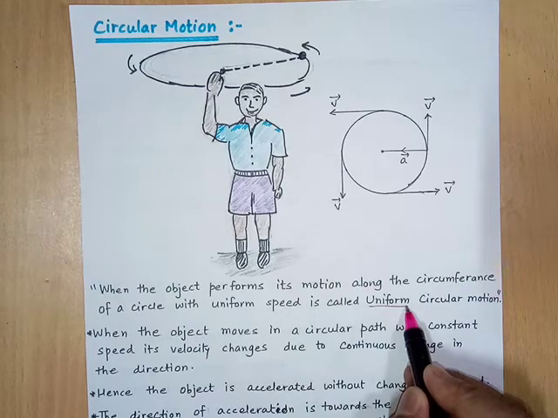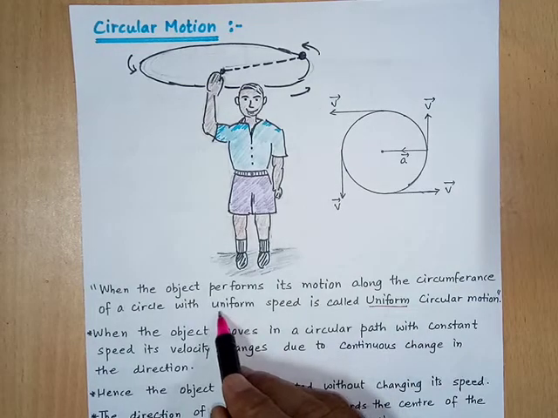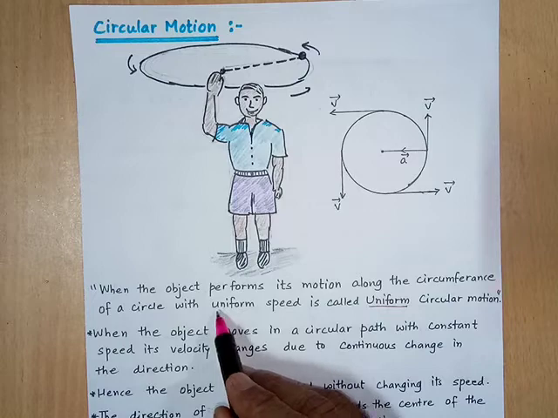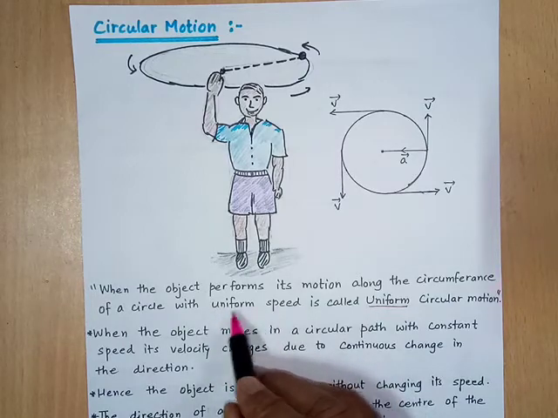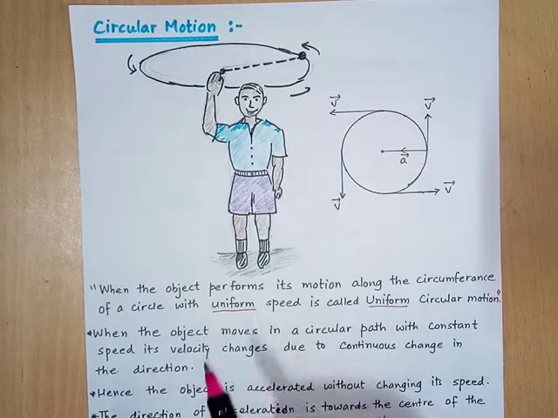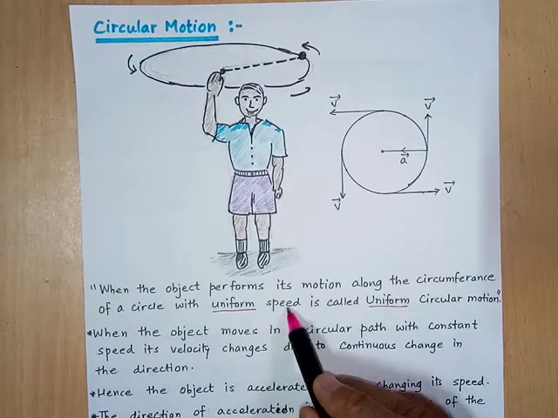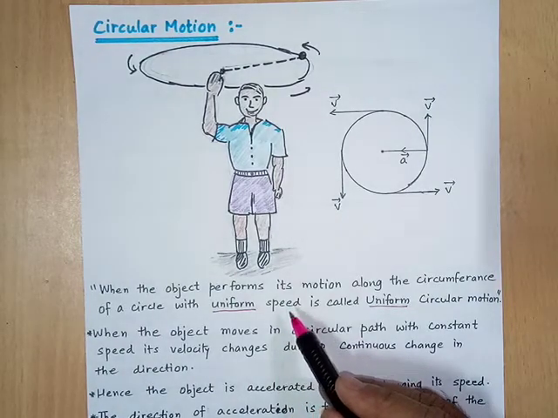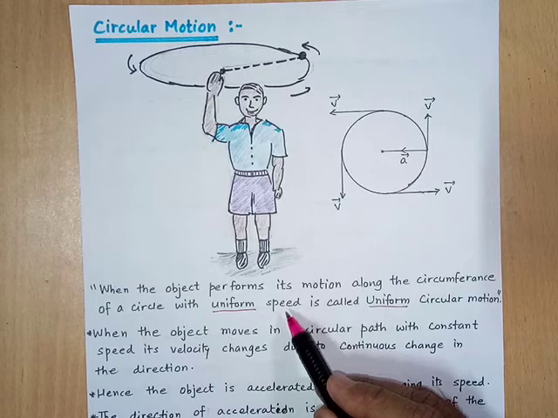This word uniform is attached over here because the object is performing its motion along the circumference, but the speed of the object is uniform. Now purposefully I am using the word speed over here because later on we are going to define the velocity of the object in the circular motion.